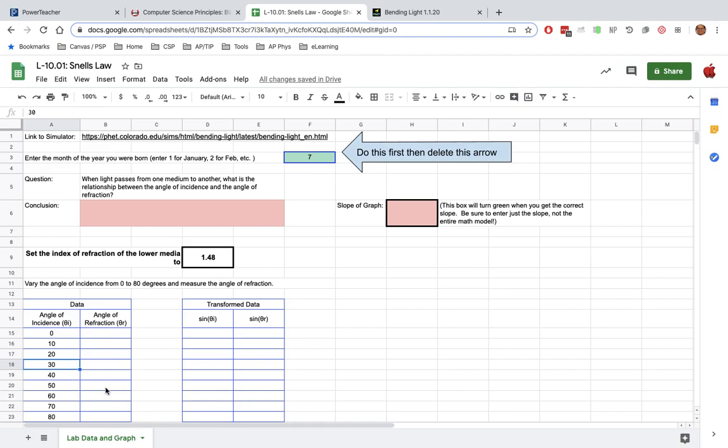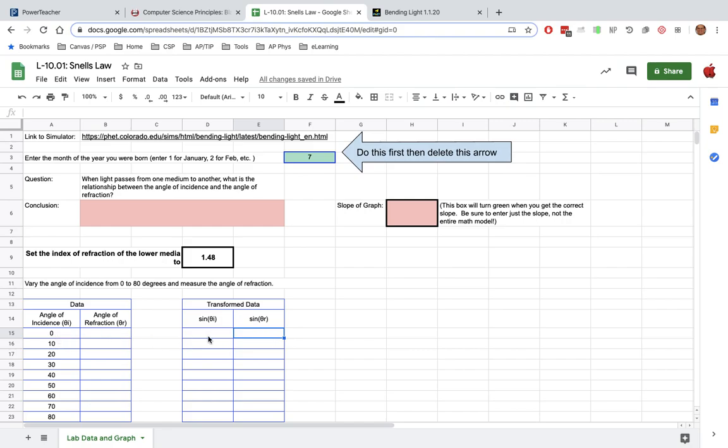Now, once you've got that done, you can graph it and you'll see it's not a straight line. To get a straight line requires a math model, which we haven't done yet. So I'm going to give you a little bit of a hint. It's actually a big hint. What we are actually going to graph isn't x and y. We are going to take the sine of the angle of incidence and the sine of the angle of refraction.